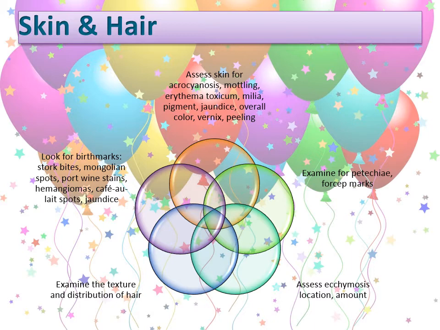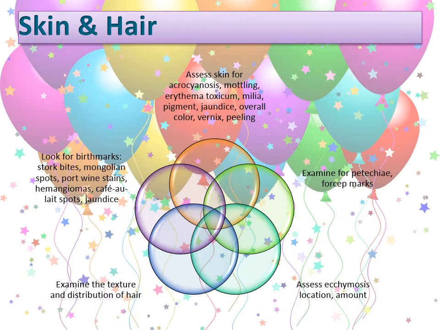Acrocyanosis is normal for about the first 24 hours. It's caused from poor circulation. Mottling may be due to prolonged apnea, chilling, sepsis, and hypothyroidism. It causes a lacy pattern of dilated blood vessels in the skin and usually results from circulation fluctuations.